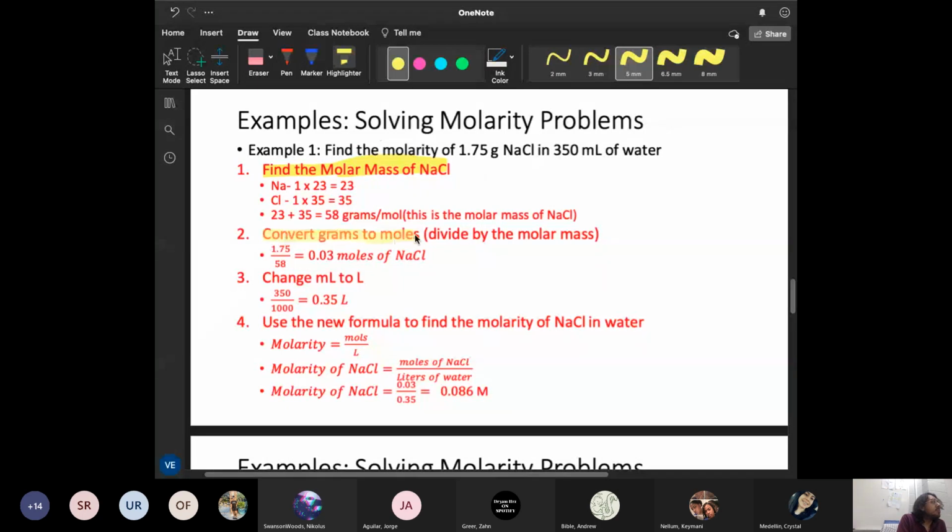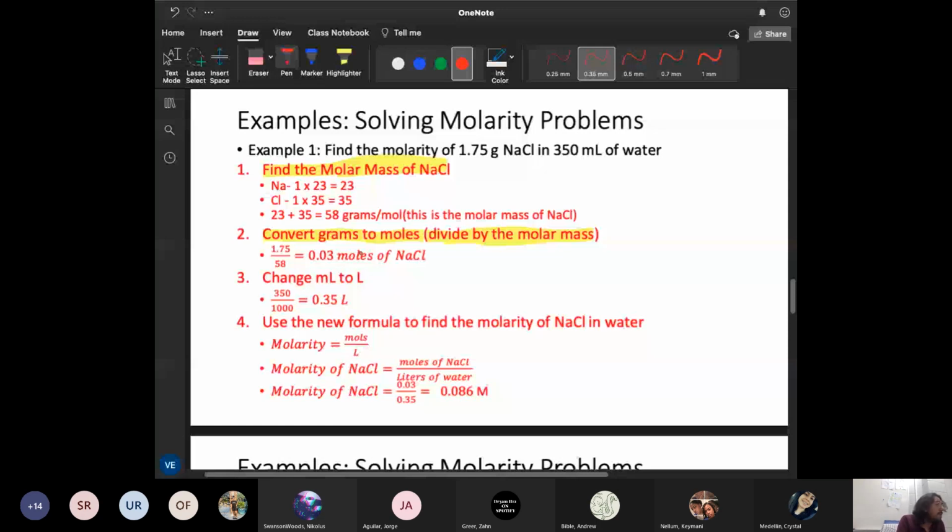Convert from grams to moles. And what do we do? I even typed that right here. Divide by the molar mass. So take the number from the problem, which is 1.75 grams, and divide it by 58, which is the molar mass of sodium chloride. You do that, and you get 0.03 moles of sodium chloride. So far, not bad at all, right?